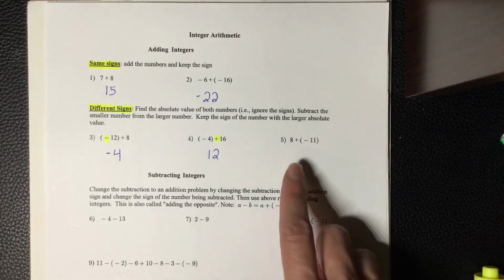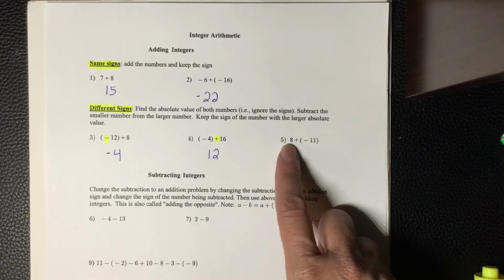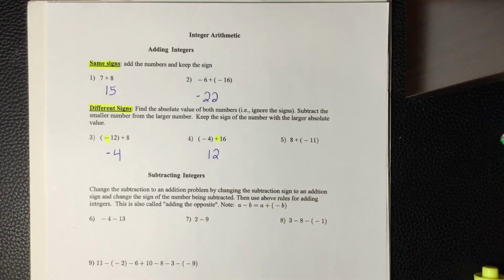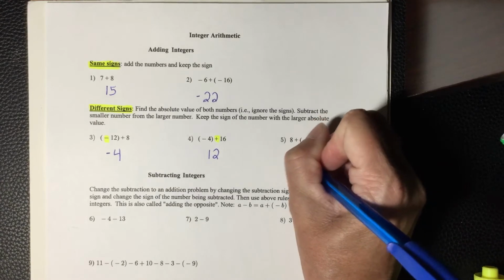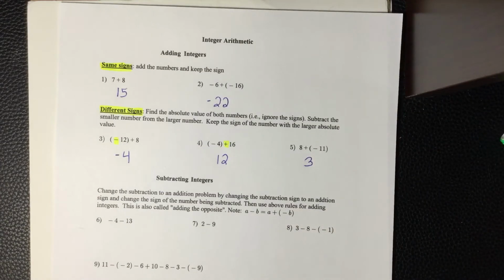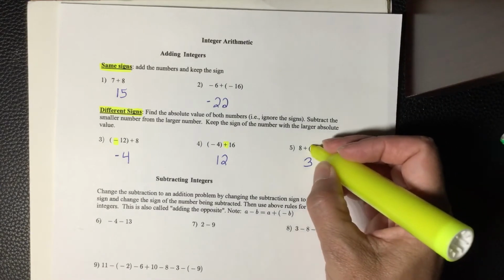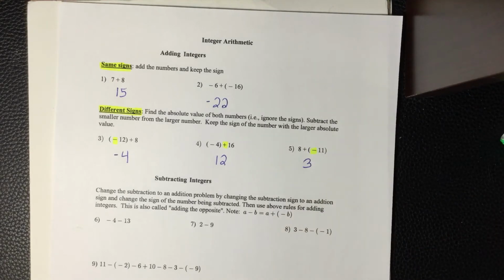All right, our last example, we have different signs, so again, we're going to subtract. The difference between 11 and 8 is 3. Now 11 is bigger than 8, so we're going to keep its sign, so my answer is going to be -3.